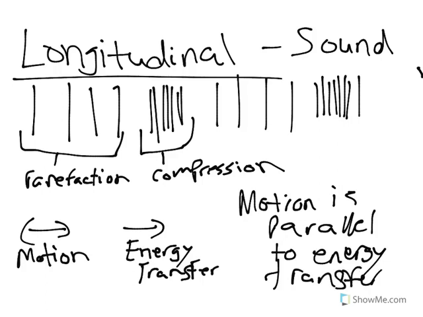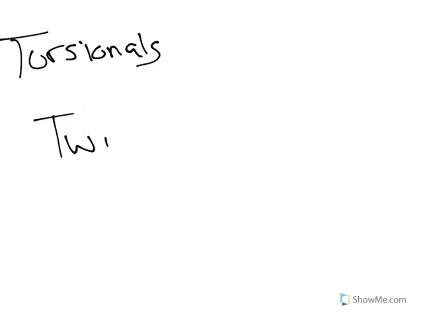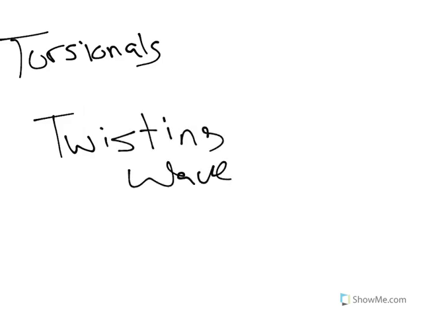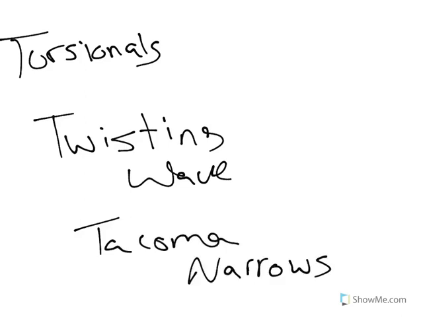Now let's talk about the last type of wave. This is just a quick one. Torsional. A torsional wave is a twisting wave. If you want to see an example, Google Tacoma Narrows Bridge, and that's an example of a torsional wave. Alright, so some basic wave structures.